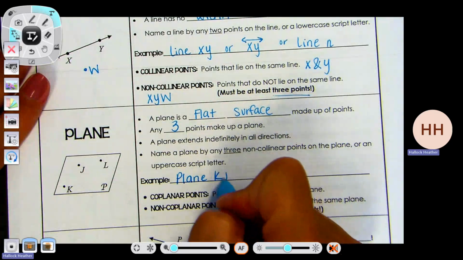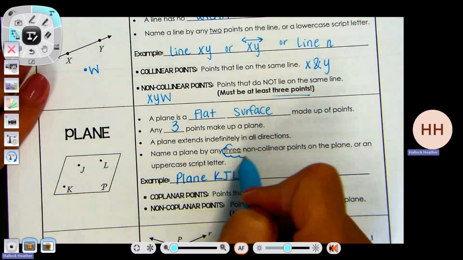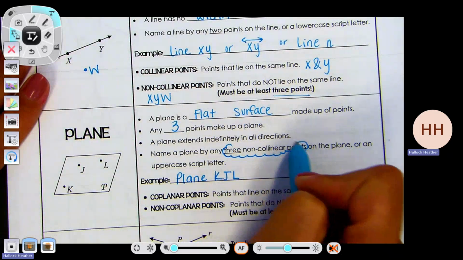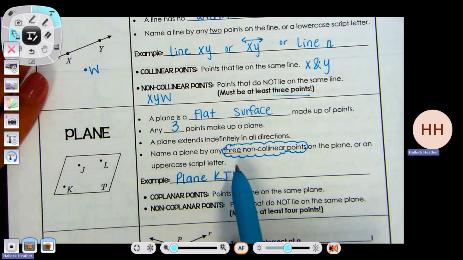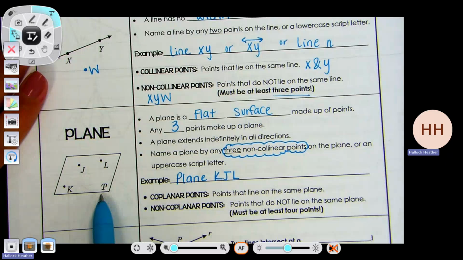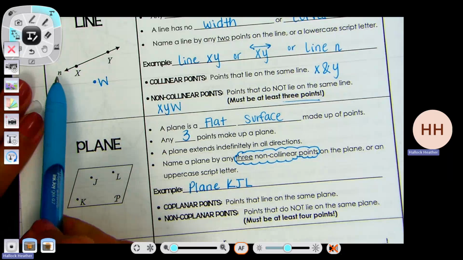K, J, and L. So you could use 3 points because these are 3 non-collinear points, meaning they're not on the same line, because there's not even a line like in this picture. Or you could use your uppercase script letter. So notice P does not have a point next to it. So P is kind of like how we had this little N next to the line. It's kind of like the name of the line.